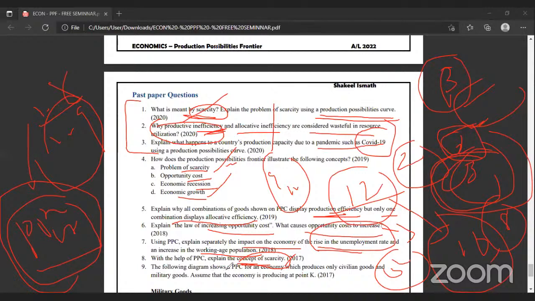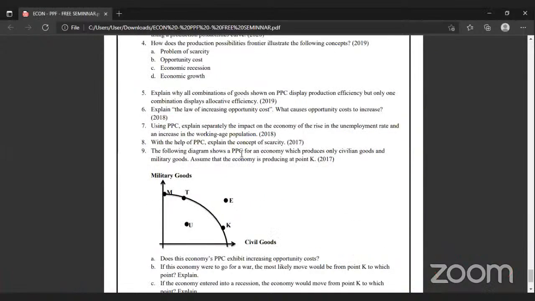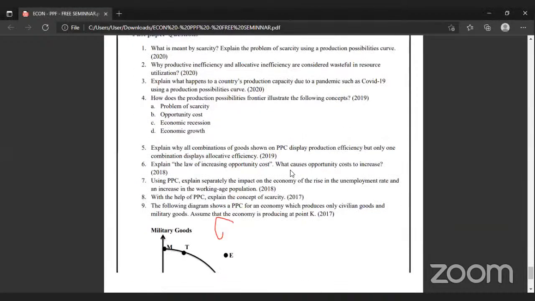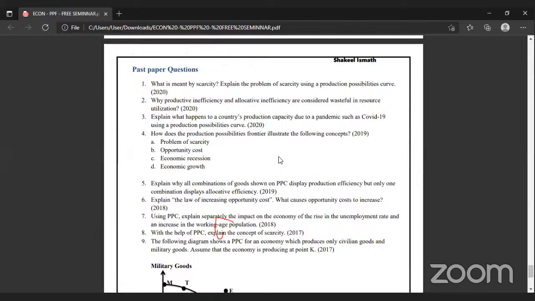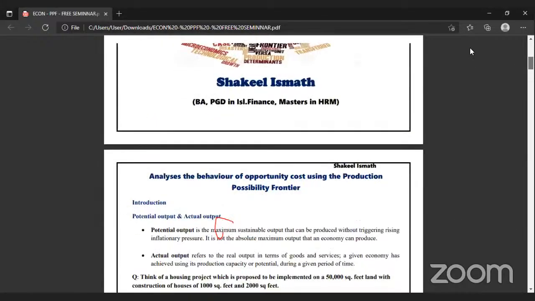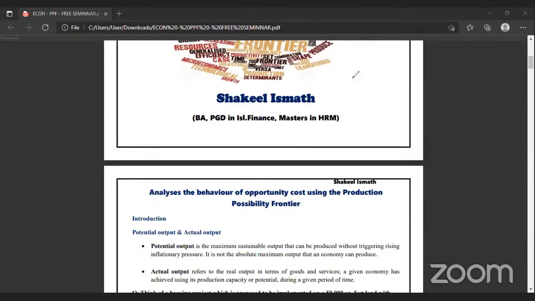And the following diagram shows a PPC. Wait a minute, I'll erase it. The following diagram shows a PPC for an economy which produces only civilian goods and military goods. Assume that the economy is producing at the point K. They are producing at the point K. There are questions they ask, and you have to answer for this question. So these are the problems. That means from 2017 to 2020, these are the questions they have asked so far.